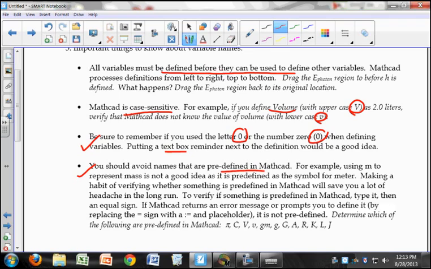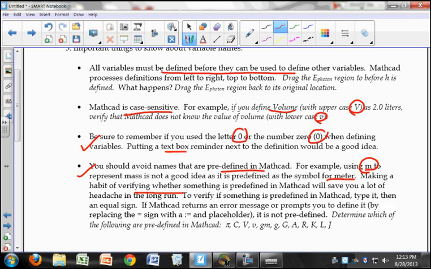Another thing to worry about with variable names in Mathcad is to avoid those that are predefined in Mathcad. For example, if you use M to represent mass, that's not a good idea, because now you won't be able to use it for the unit meter. You basically redefine the letter M, so make a habit of verifying whether something is predefined in Mathcad, so it will save you a lot of headache in the long run.